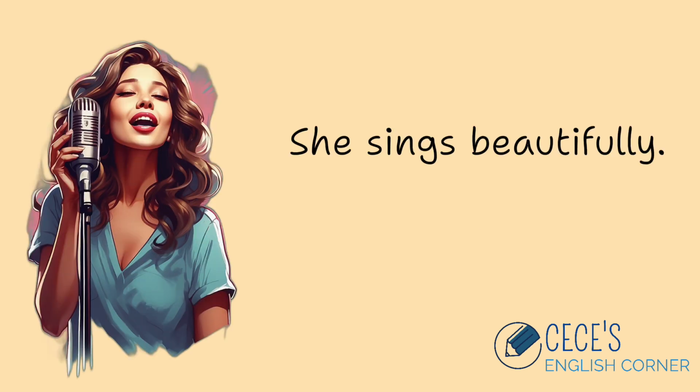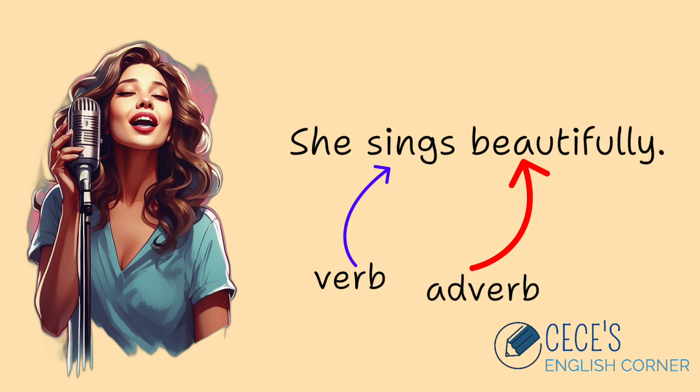When we use an adverb to describe a verb, the adverb tells us how we are doing something. For example, she sings beautifully. In this sentence, the verb is sings. How does she sing? Beautifully. Beautifully is the adverb in this sentence. It would have been incorrect to say, she sings beautiful. This is a common mistake in English grammar.